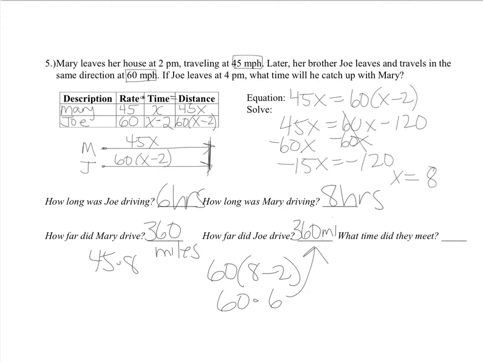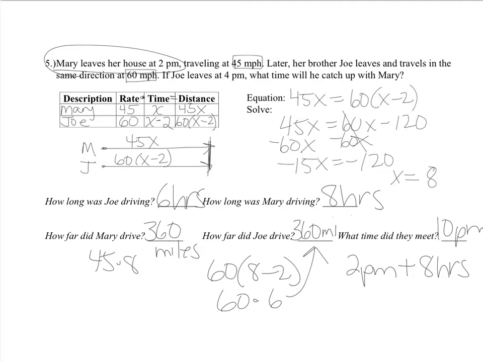Okay? Now the question is, what time did they meet? Well, they're going to meet at the same time. And you can either take the fact that Mary left her house at 2 p.m., right? So Mary left her house at 2 p.m. And how many hours did she travel? Well, she traveled for 8 hours. Well, 2 p.m. plus 8 hours gives me what time? It gives me 10 p.m. So they're going to meet at 10 p.m.